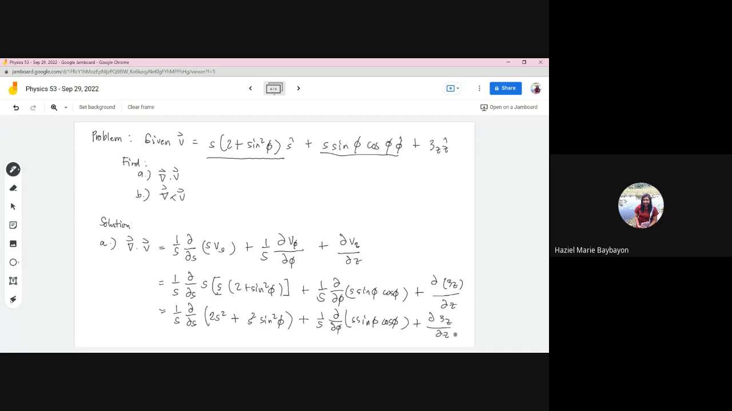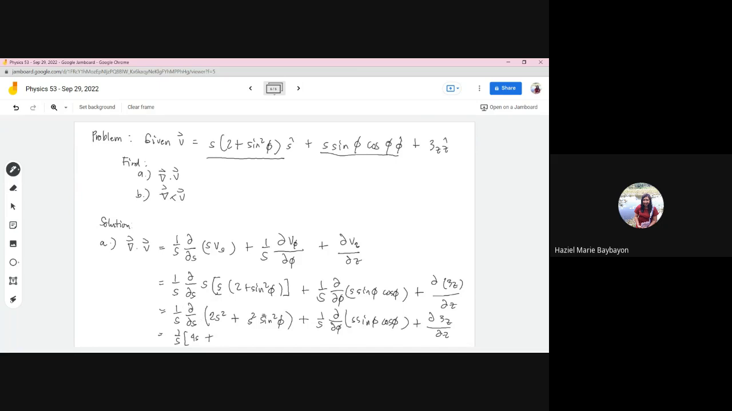Okay, so let us evaluate this one. Dili lang guro class para makita na 1 over s. What is the derivative of this with respect to s? For s, yes, ma'am. Okay, so it's 4s plus 2s.